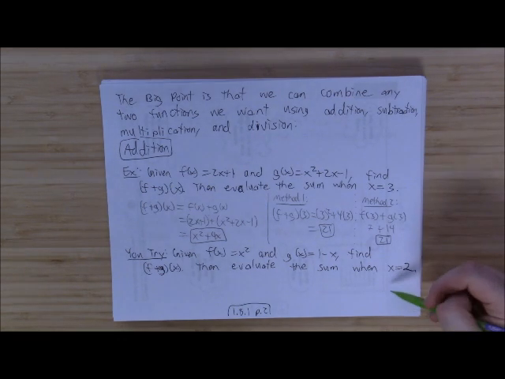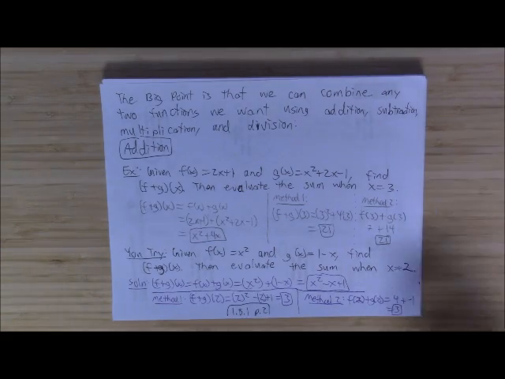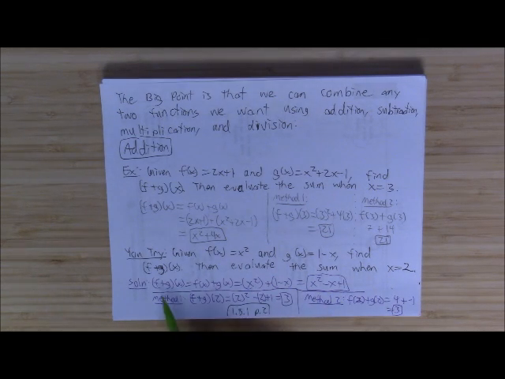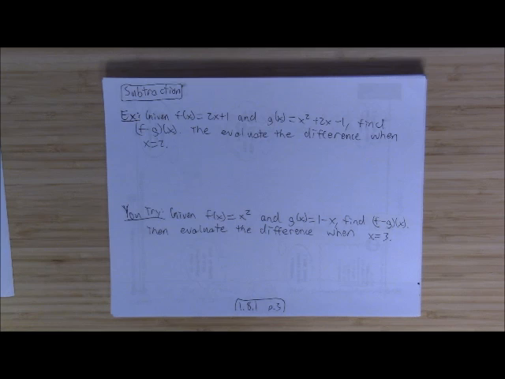On the count of 3, I'll reveal the answer. 1, 2, 3. So here we computed f plus g of x, the sum, and then we went ahead and did both of the two methods. So whichever method you want to use will work in this situation. And now let's go ahead and consider an example with subtraction.